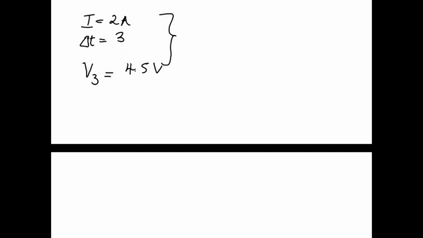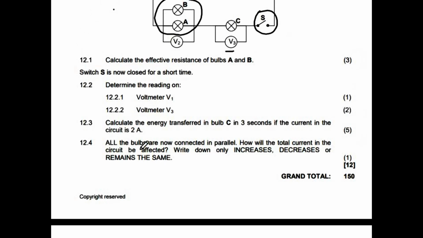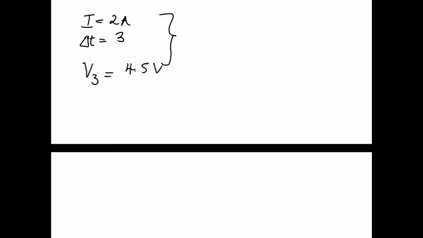When we talk about energy transferred, this refers to work that is done. And what is the symbol for work done? It is capital letter W. So we need to find capital letter W when we are given all of these values. What is capital letter W? What is the work done? And that work done is measured in joules. So how do we go about it?